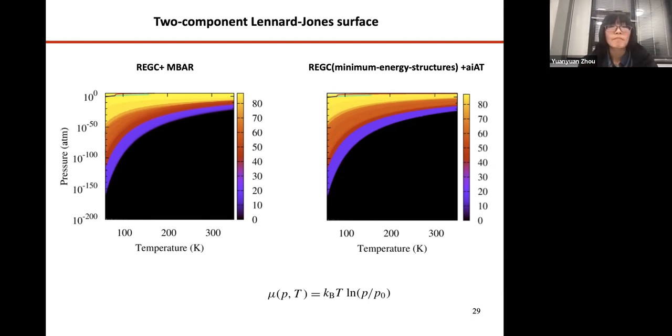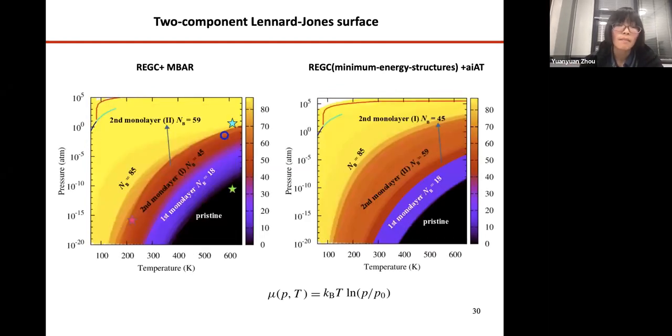And by comparison, we found that at relatively low temperature and low coverage, these two phase diagrams almost coincide. But there are more phase transitions revealed in the left phase diagram, but missing in the right phase diagram. And moreover, the phase with higher coverage is shifted compared to the right one. The left one is shifted to higher temperature and lower pressure.